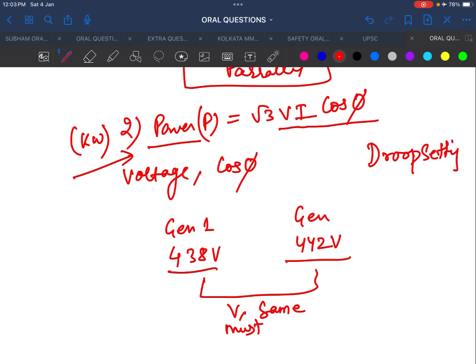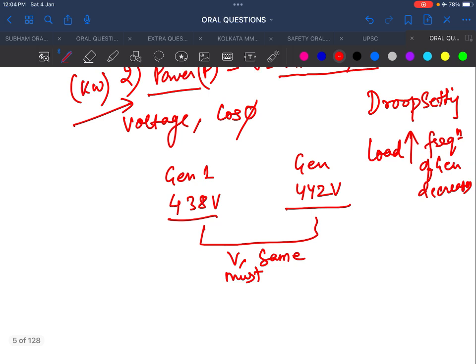And in the second point written here, it depends upon the speed also. So what is the droop setting? When the load on the generator increases, the frequency of the generator decreases. So droop is basically this: when the load is increasing, the frequency of the generator is decreasing and the fuel consumption will increase. So this is the droop setting.